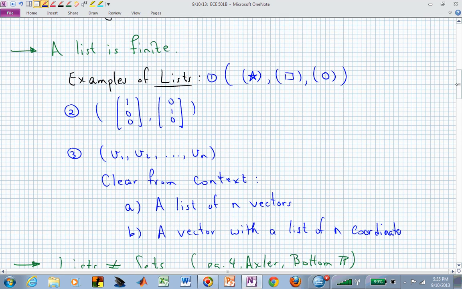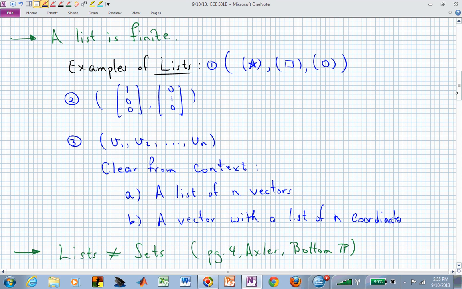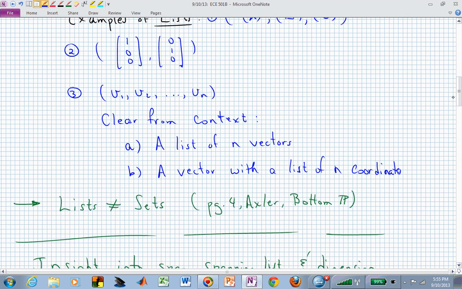Another piece of information is a list is finite. Examples of lists: the first list here is a star, a square, and a circle. That would be a list. It has a finite number of objects in it. It actually has a length of 3. There's 3 different objects in that list. The second example are 2 vectors. So the length of that list is 2. It has 2 unique vectors. The list doesn't have to have unique elements.